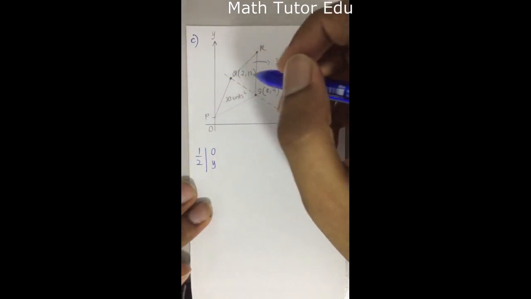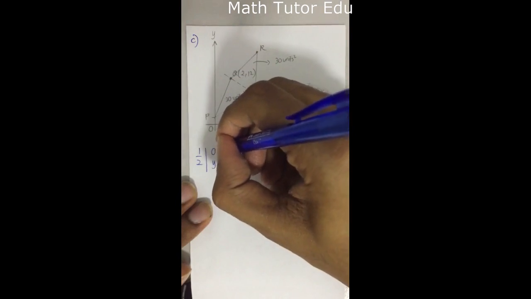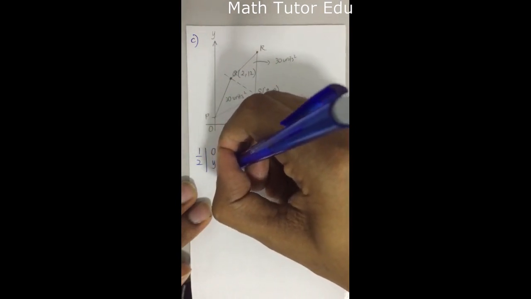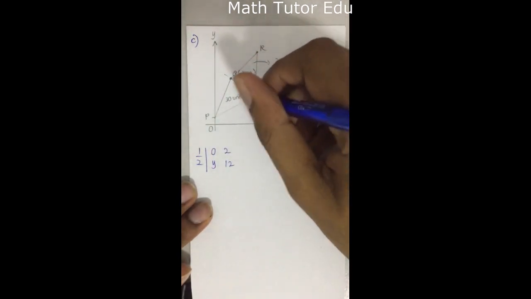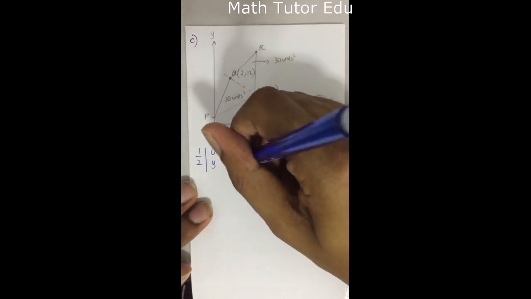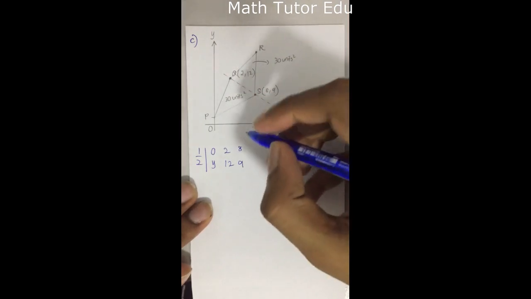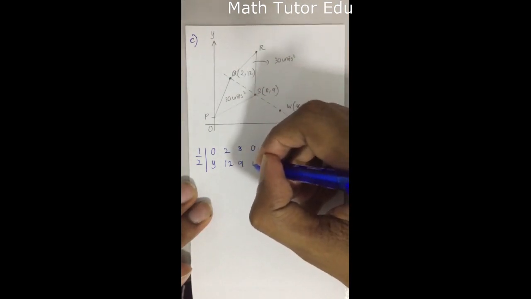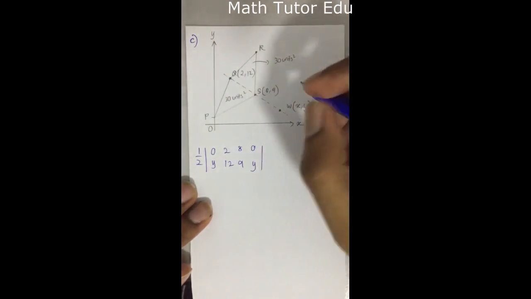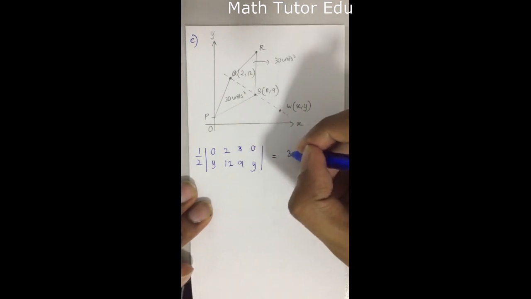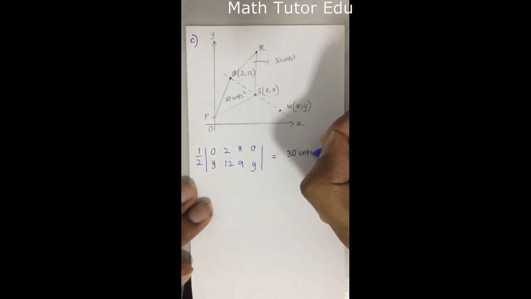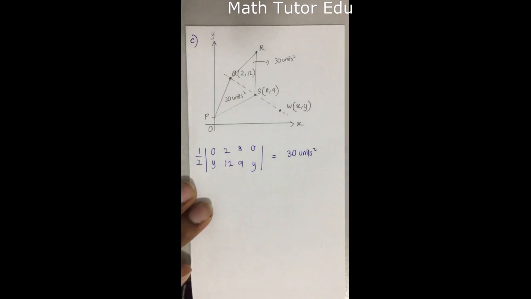Okay, continue with the coordinate Q. So the x is 2, y is 12. Okay, coordinate S, 8, 9. Okay, and then you end with the coordinate P again, which in this case is 0 and y. Close modulus equals to 30 units square.